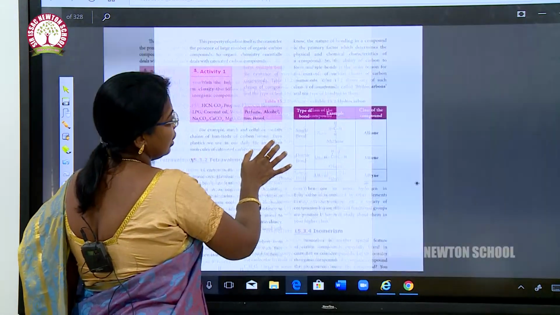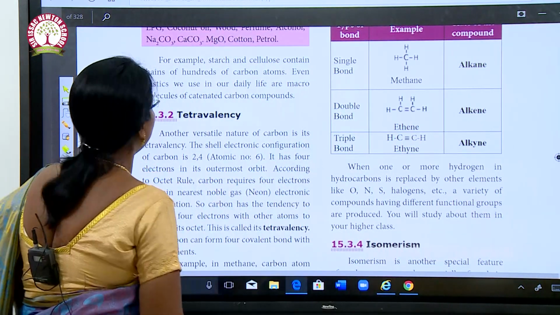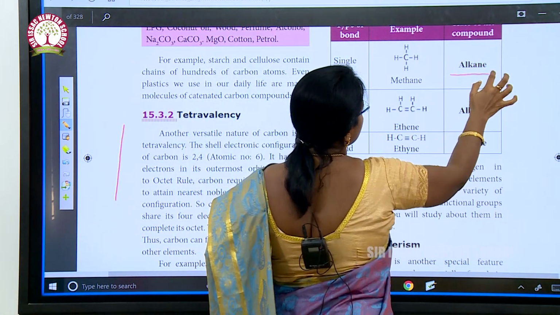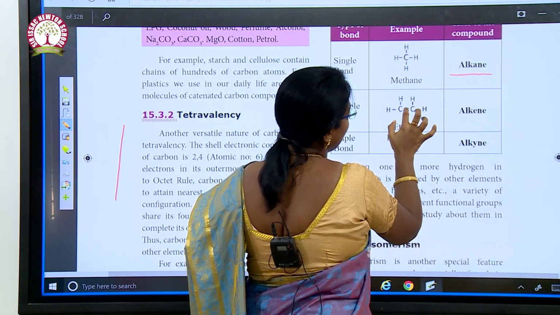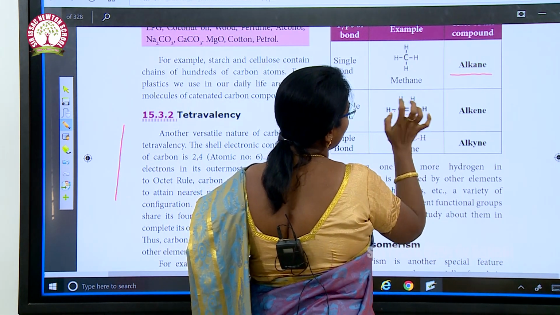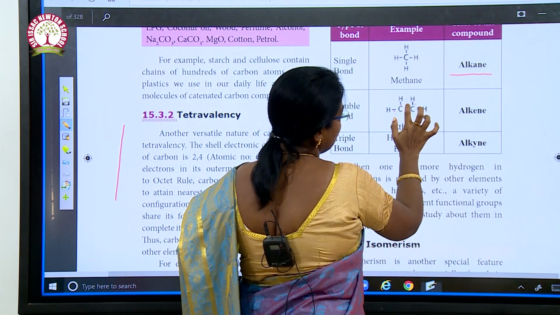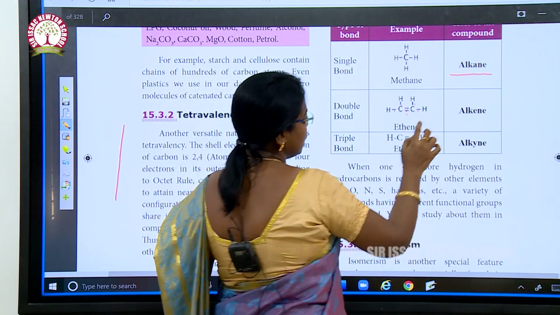See here, the carbon has formed a single bond in methane, and it is called an alkane. It has formed a double bond in ethene. See the 4 bonds: 1, 2, 3, 4 for this carbon, and 1, 2, 3, 4 for this carbon. So it is called an alkene.